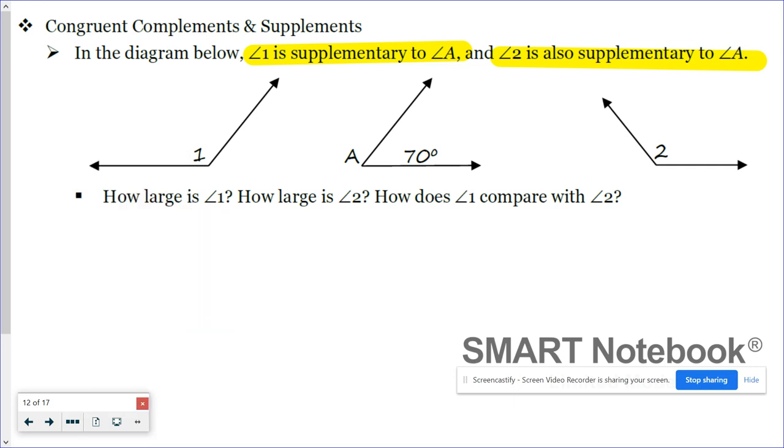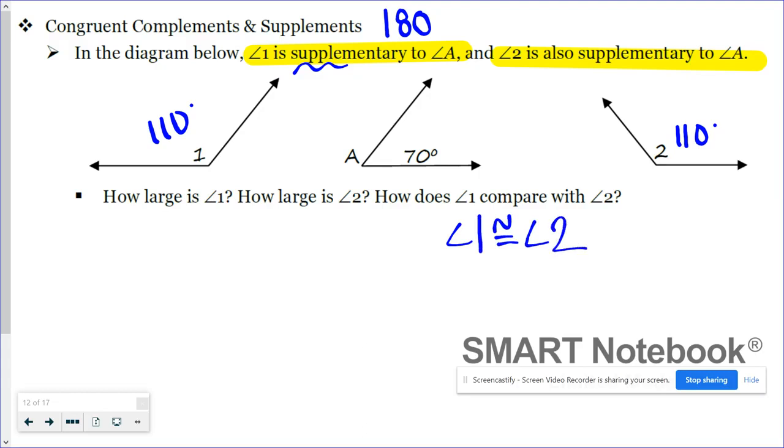So, since angle 1 is supplementary to angle A, and we know that supplementary means that they add to be 180 degrees, we know that angle 1 is 110 degrees. And since angle 2 is also supplementary to angle A, we know angle 2 is 110 degrees. So angle 1 is congruent to angle 2.